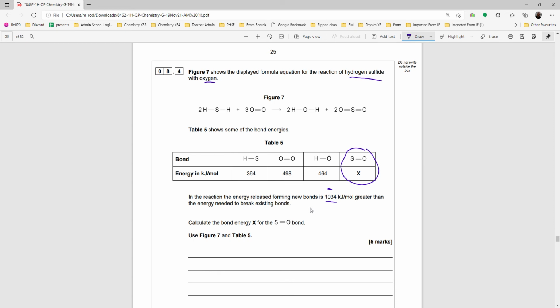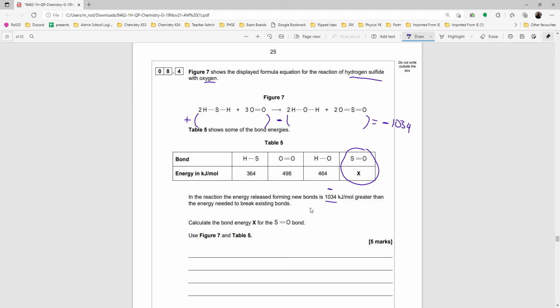So if I were to do it this way, I could say that the reactants, to break them, is always going to be positive energy in. The products, to make them, is always negative energy out. And that's going to be equal to a negative 1034. Now, I'm just going to start plugging in some numbers for all of these.